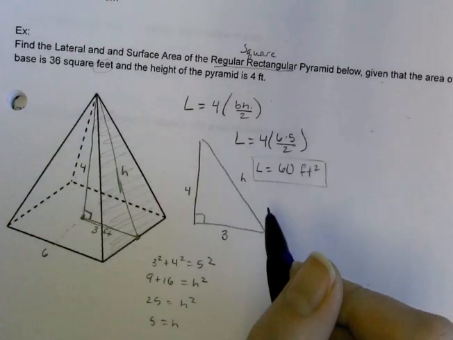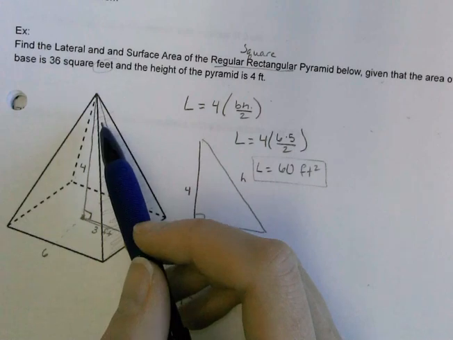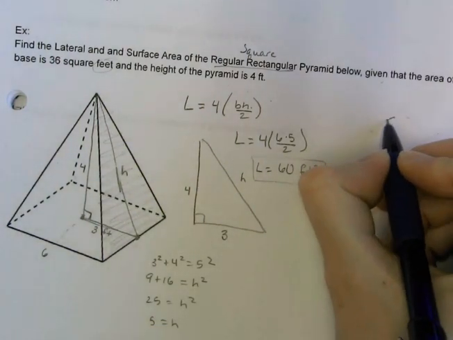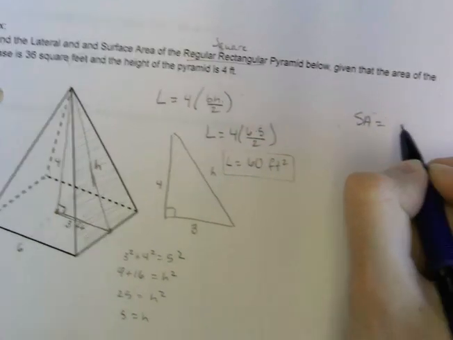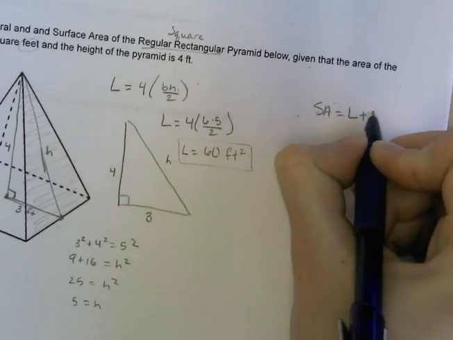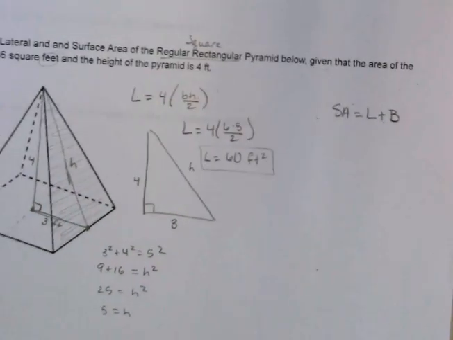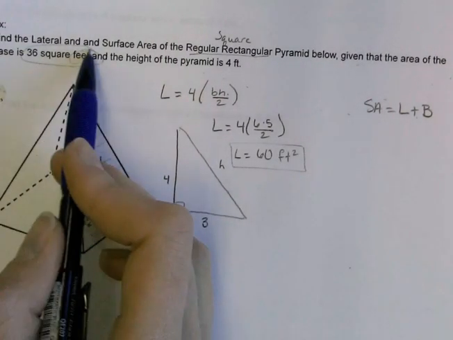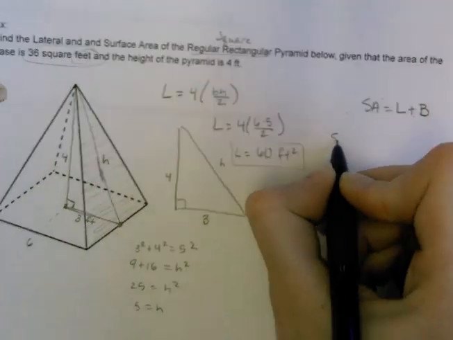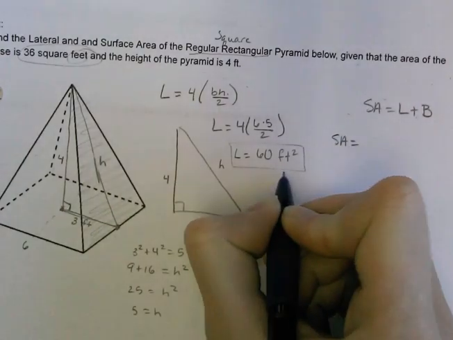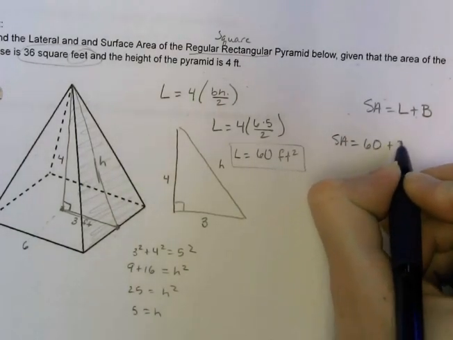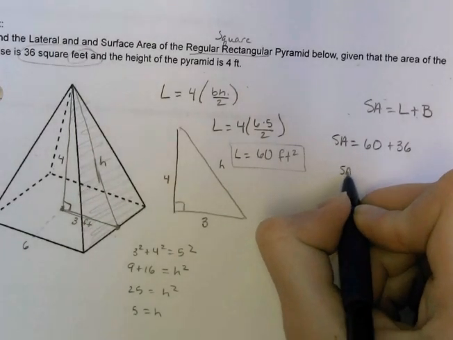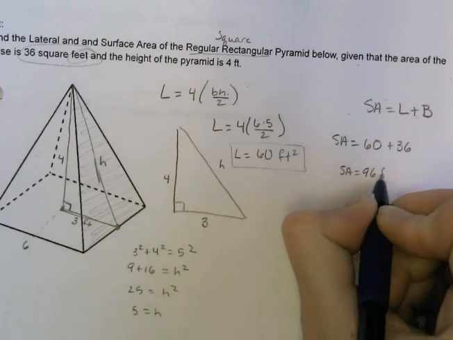All right, so now that I have the lateral area, I want to find the surface area, which remember is just going to be the lateral area plus the area of the base. So I only have one base in a pyramid, the square, which they already told me in the directions had an area of 36. So all I have to do is take my lateral area of 60 and add the area of 36 from the square. So I get that the surface area is 96 square feet.